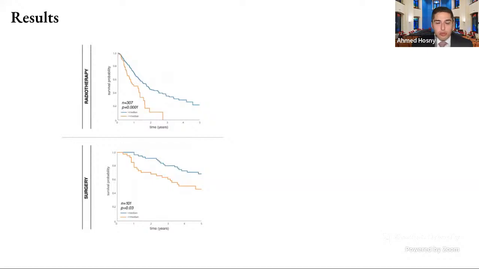On the top row, you will see results on patients treated with radiotherapy. And in the bottom row, you'll see results on patients treated with surgery. The x-axis on the plots represents the time in years, and the y-axis represents the survivor probability from 0 to 1. And the blue lines here represent the low-risk patients that have survived longer, and vice versa for the orange lines that represent the high-risk patients. And so you can see our model is able to clearly stratify these two groups.